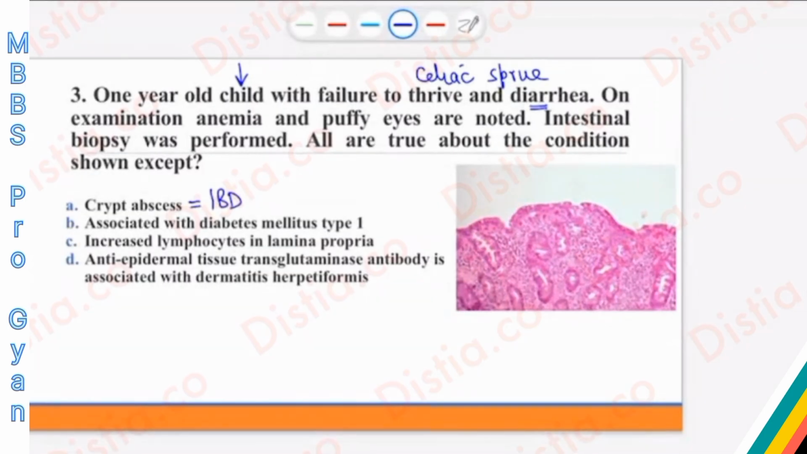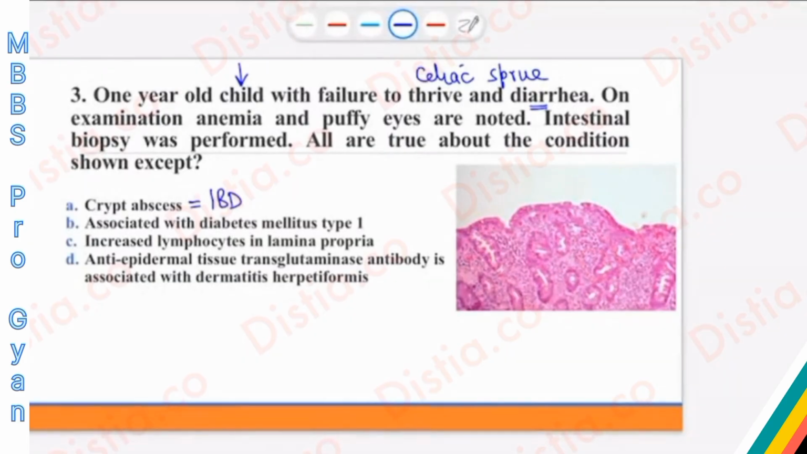But let's read on further. Associated with diabetes mellitus type 1. You see, children with celiac sprue, as they grow older beyond 10 years of age, the severity of celiac sprue might become lesser, and that is when extraintestinal manifestations will come.